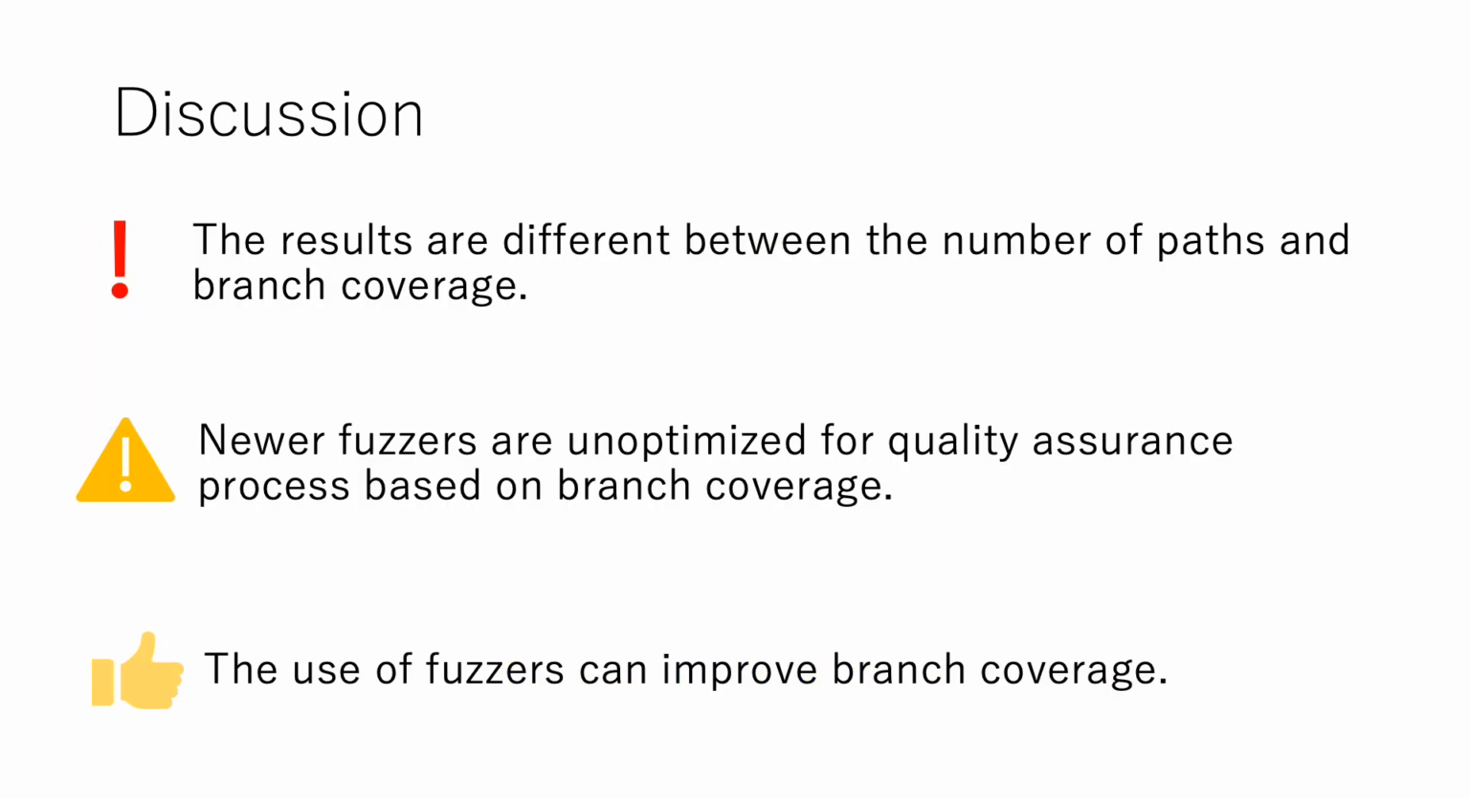As discussion, we will discuss 3 findings from this study. The most surprising finding of this paper is the results are totally different between the number of paths and branch coverage. This means different evaluation criteria are possible to lead to different conclusions in the case of evaluation of fuzzers. Therefore, researchers in this topic should carefully choose evaluation criteria for their research purpose.